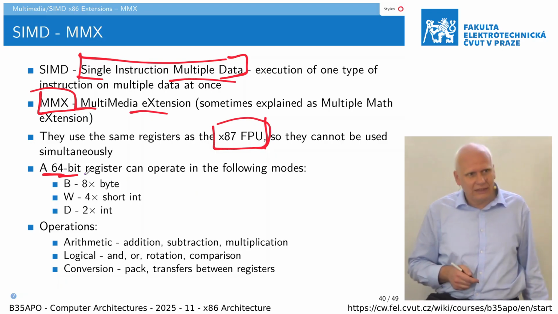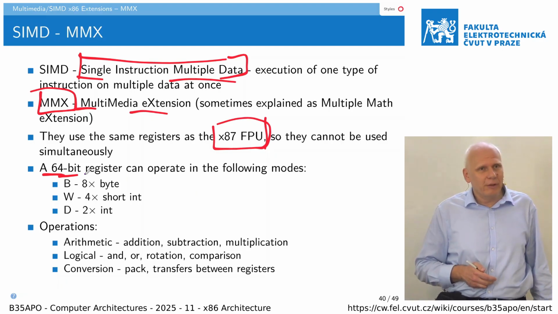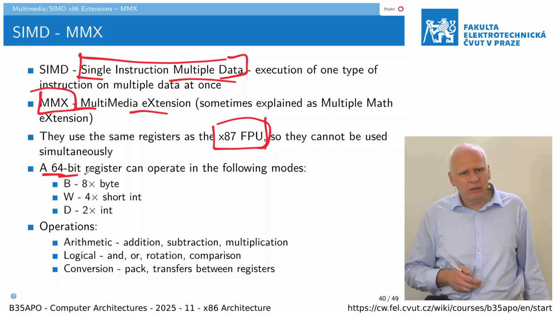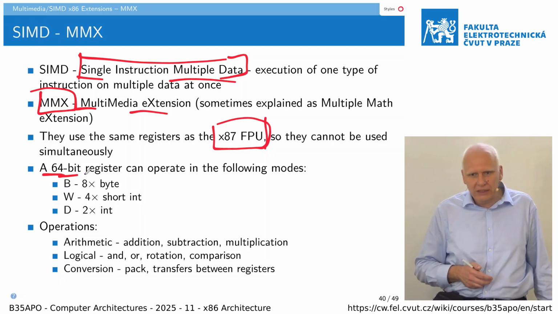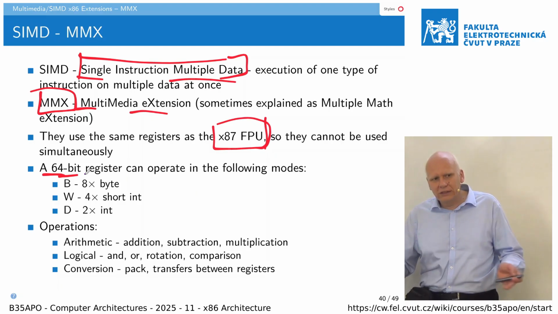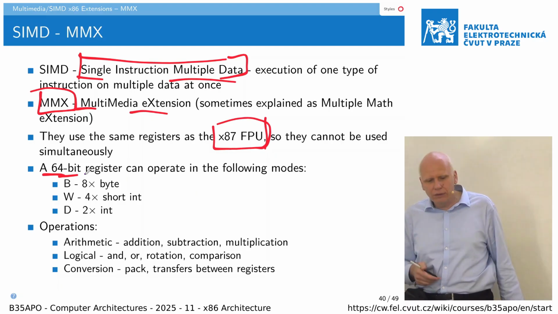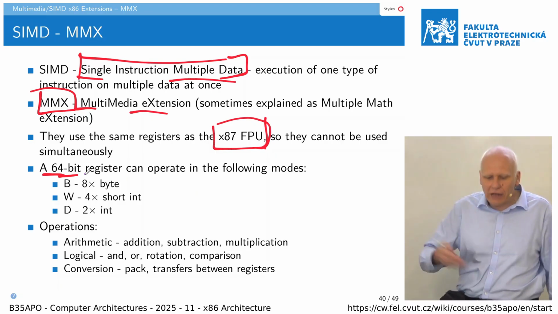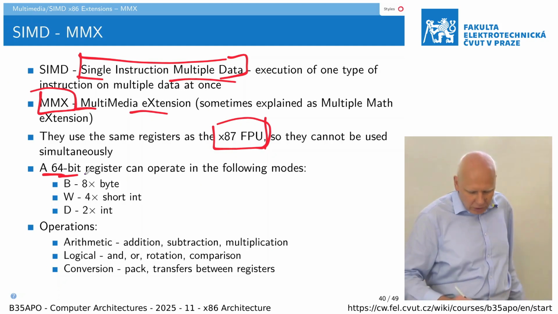So they decided that, because at that time it was a big problem to convince Microsoft and others to modify the operating system when compatibility is not kept and so on, they would reuse the registers which are already stored by the operating system.